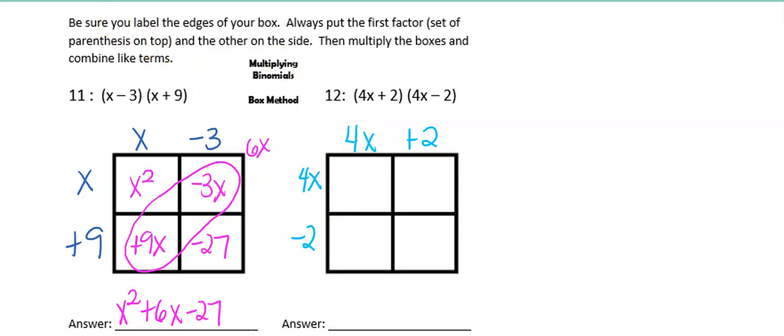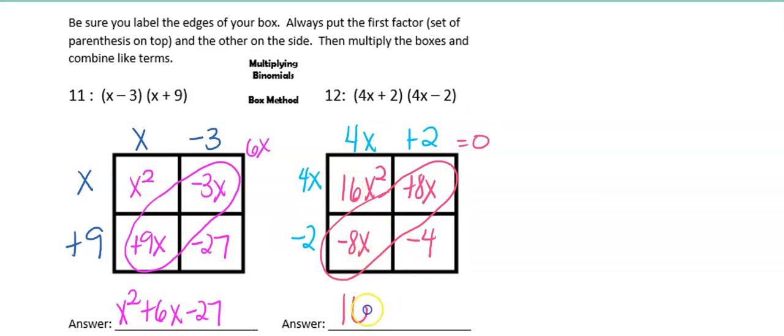So now let's go over here and we are going to do 4x times 4x is 16x squared. 4x times 2 is positive 8x. 4x times negative 2 is negative 8x. And then negative 2 times, remember it's multiply, negative 2 is negative 4. Be careful. It is multiply. Then right here, we just put them together. We combine them. Negative 8 plus 8 is actually 0. So on this one, we're left with 16x squared minus 4.